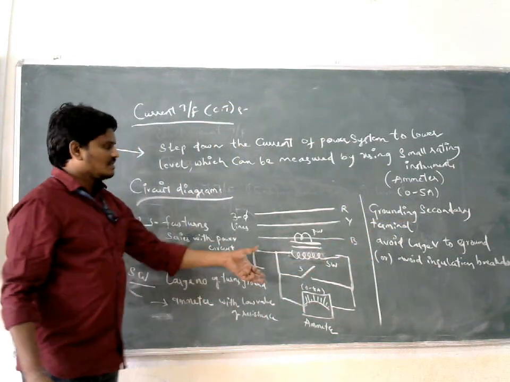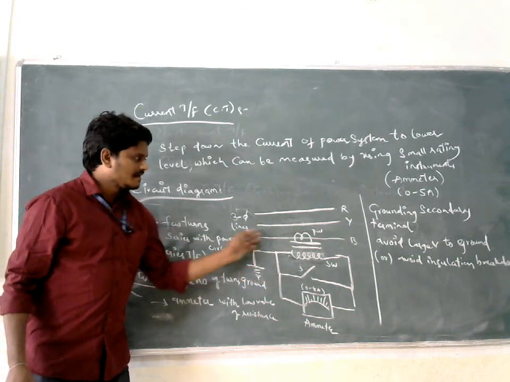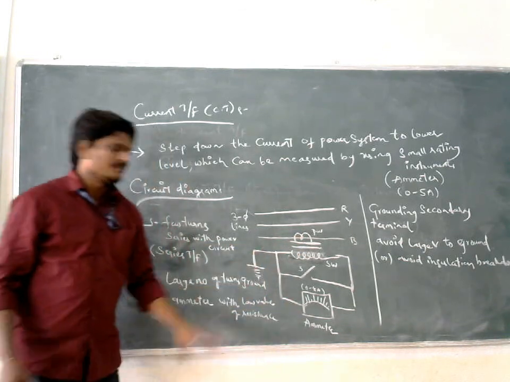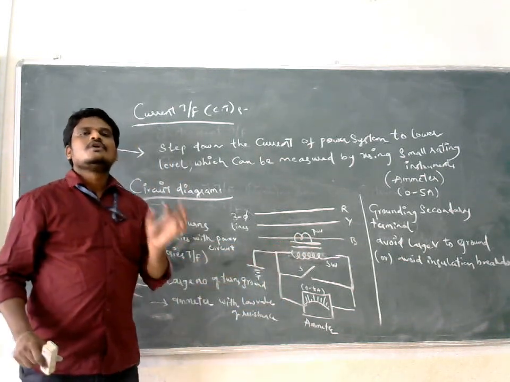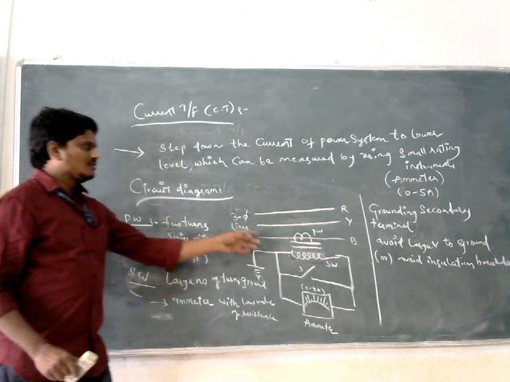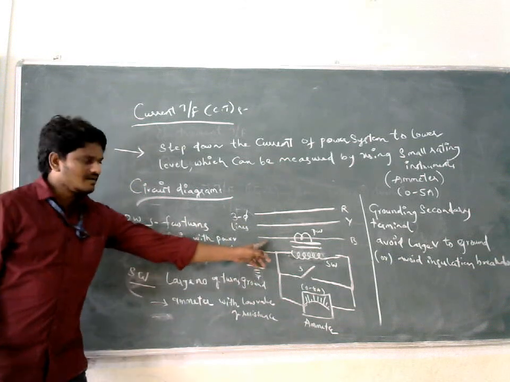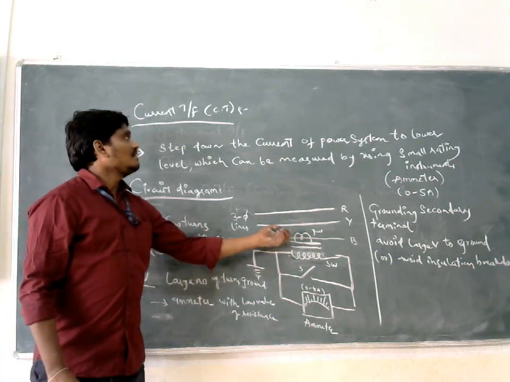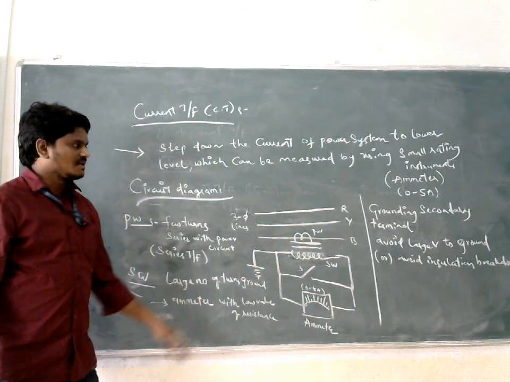Coming to the construction of a CT, it consists of a primary winding, secondary winding, a 3-phase line and an ammeter. The primary winding of a current transformer should have only a few number of turns, and it should always be connected in series with the power circuit. Hence, this current transformer can sometimes also be called a series transformer.